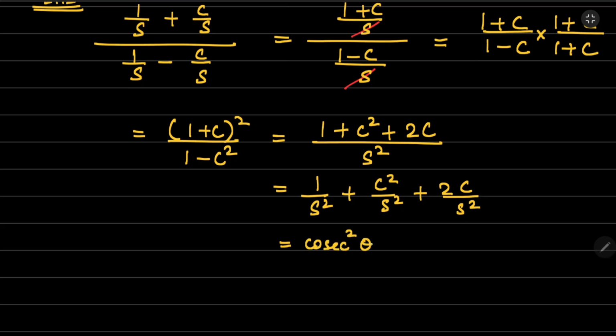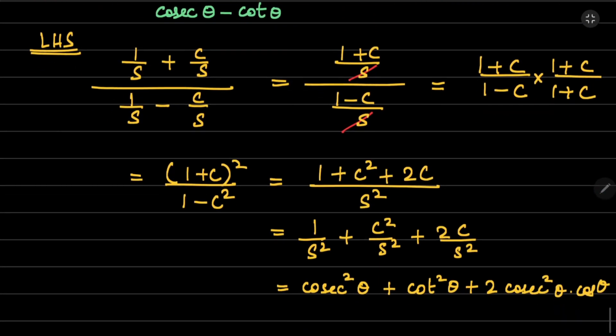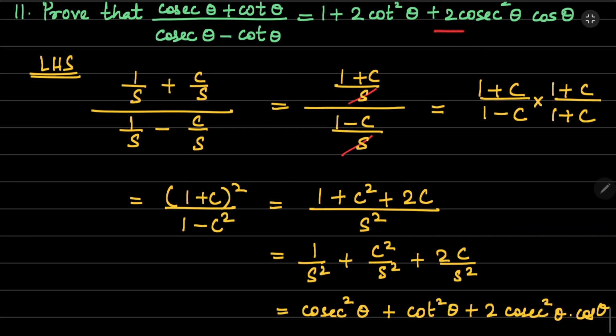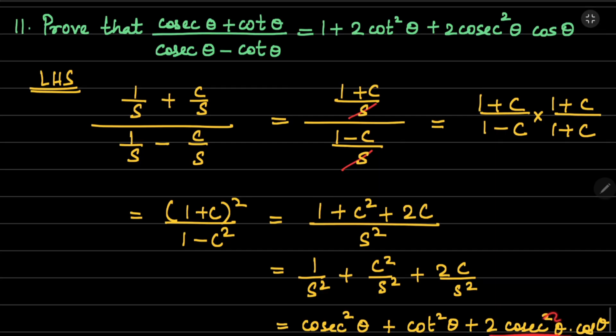So what do you get here? Cosecant square theta, right? 1 by sine square is cosecant square, plus cos square by sine square is cot square theta, right? Plus, what is 2 cos? So you have already a 2 cos, okay, and 1 by sine square is cosecant square. Cosecant square into cos theta. But there is a slight difference. See, here, everything else is the same, right? You have got this term, 2 cosecant square cos. One cot square we got. We need another cot square and a 1.